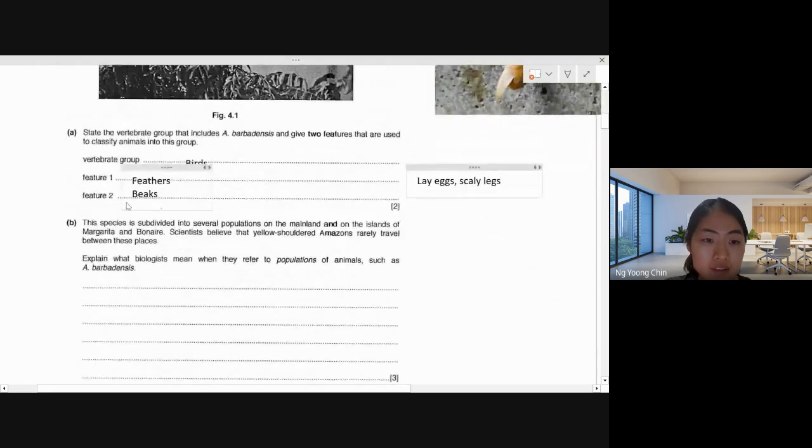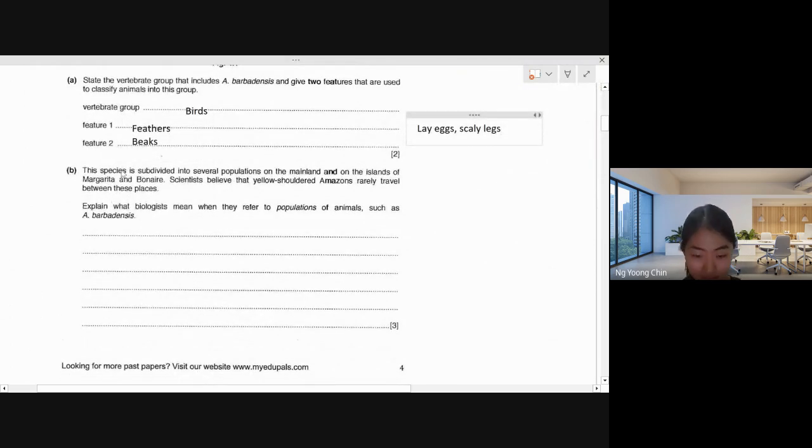And then, this species is subdivided into several populations on the mainland and on the islands of Margarita and Bonaire. So scientists believe that the yellow-shouldered Amazons rarely travel between these places. Explain what biologists mean when they refer to the population of animals such as A. barbadensis. This one is not in this chapter yet. It will be discussed in the next chapter, but it's okay. I will tell you the answer first.